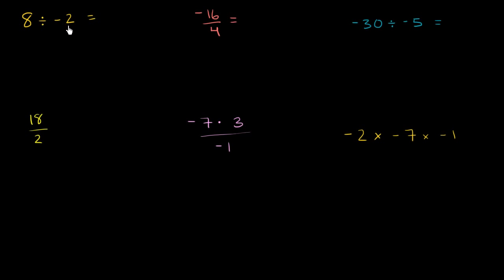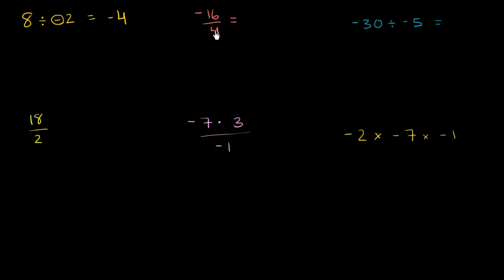So 8 divided by negative 2. If I just had 8 divided by 2, that would be a positive 4. But since exactly one of these two numbers is negative, this one right over here, the answer is going to be negative. So 8 divided by negative 2 is negative 4.